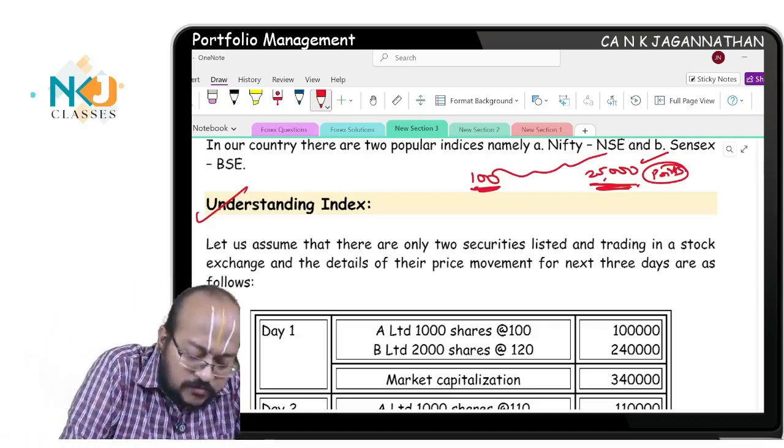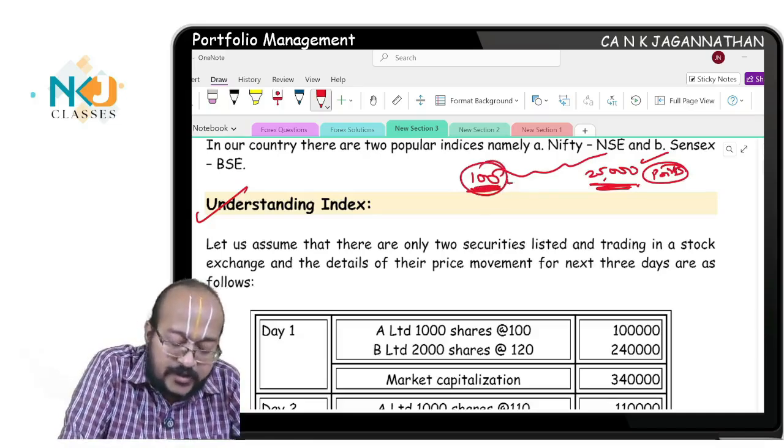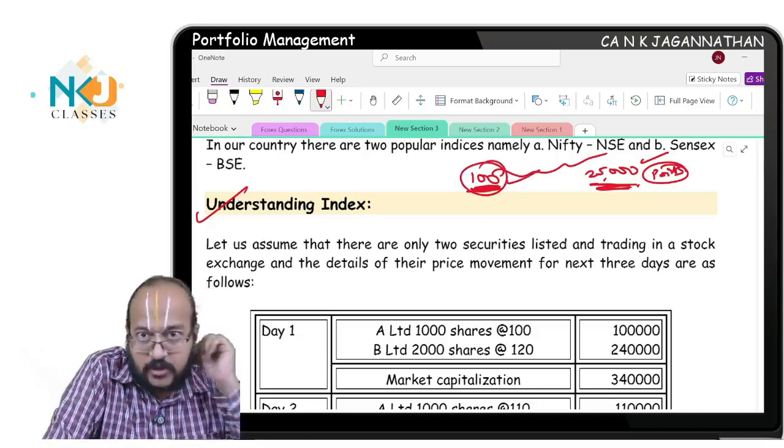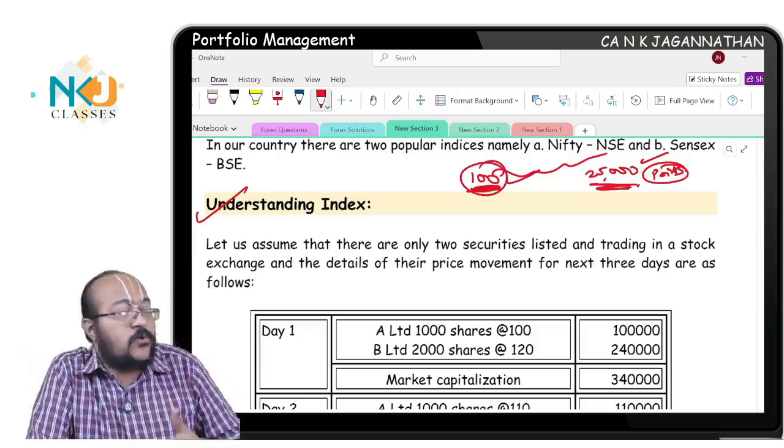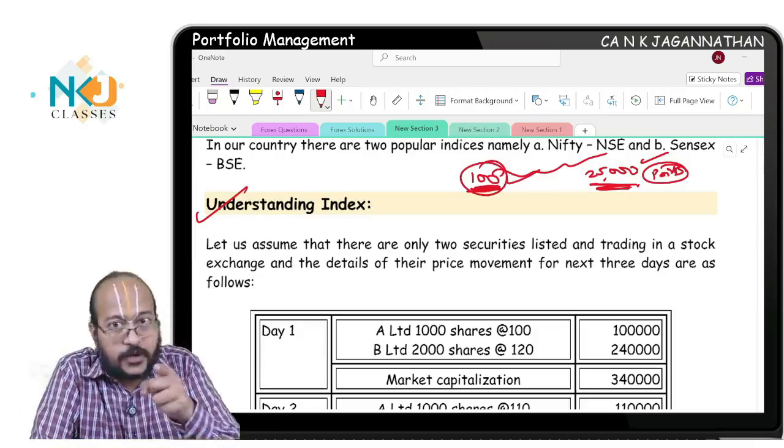Very simple. Assume this is 100. Initially the index point is 100. This is year 0. Today the index point is 100. Now at the end of year 1, what would be the index point? How to compute this index point? You need to find out.